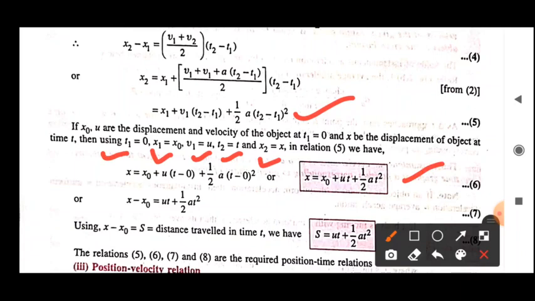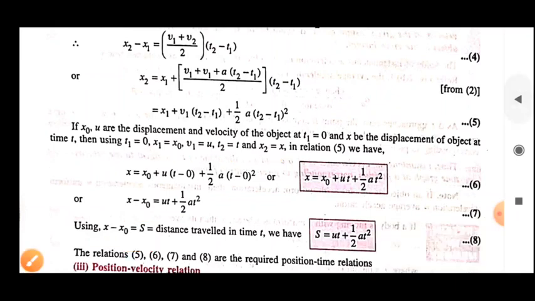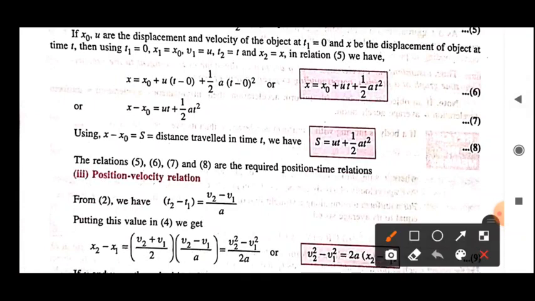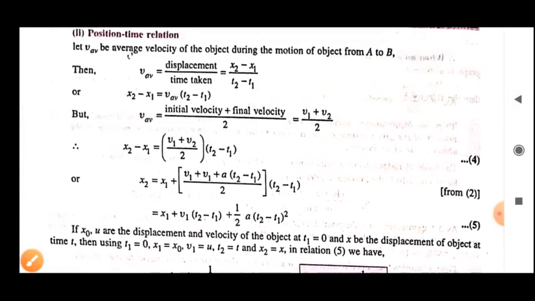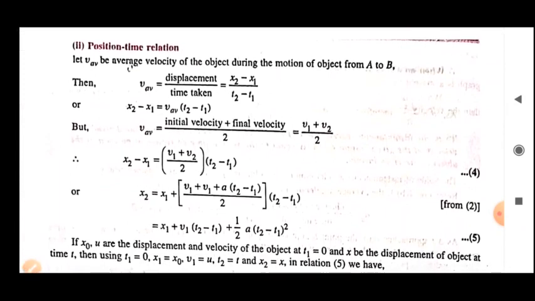And if x minus x0 you will write down in at one position, and that is equal to the x distance travelled in time t, then the final equation will be here s is equal to ut plus half at square. So this is our second equation of motion, that is relating position with the time. One more method is here to find out this relationship.